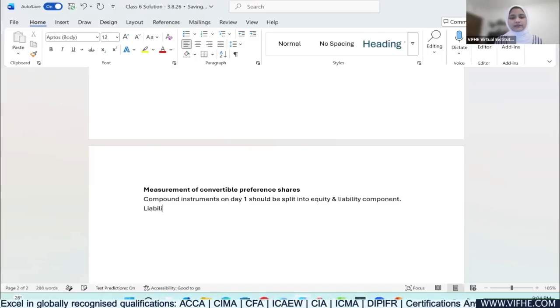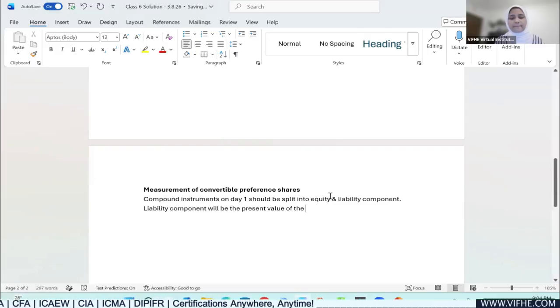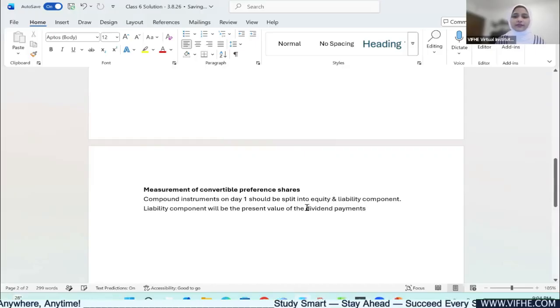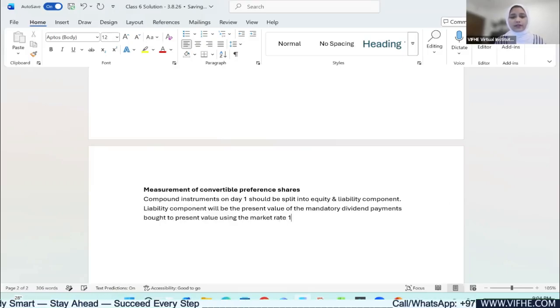The liability component will be the present value of the mandatory dividend payments. Otherwise, you would call it coupon payment, but in this scenario it's called dividend payment. So that's why I'm using the word mandatory. These are brought to present value using the market rate of 12%, which is the coupon.